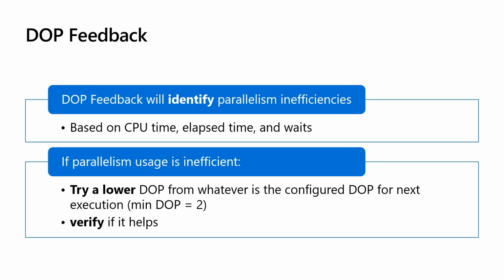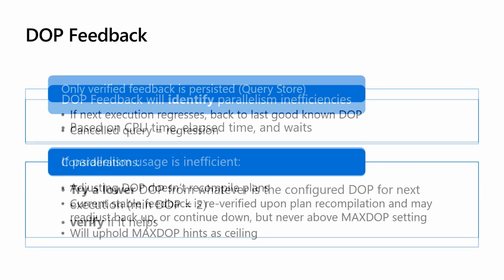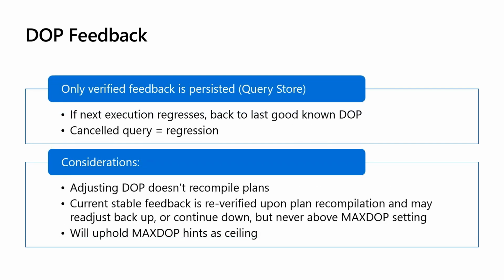Our next feature is degree of parallelism feedback. In SQL Server 2022, we can identify when parallel inefficiencies occur. Some queries will use too much parallelism, and that would be what we consider a parallelism inefficiency. All that parallelism is actually costing more overhead than if we used a lower degree of parallelism. If we determine that that's going to happen, then we try a lower degree of parallelism, not going any lower than 2, and then we try to see if it helps the query or not.